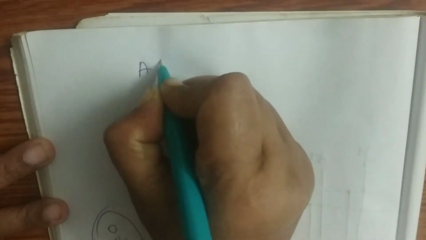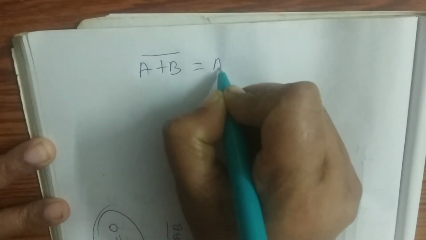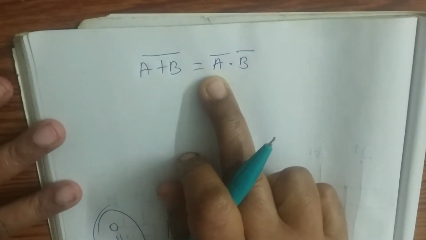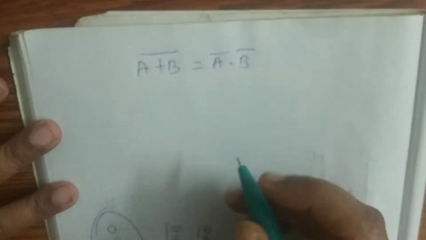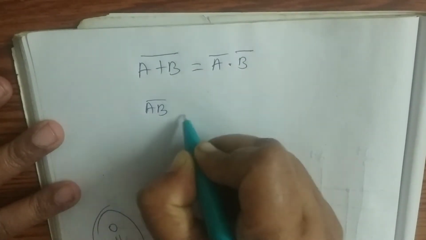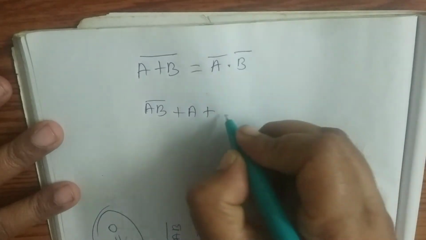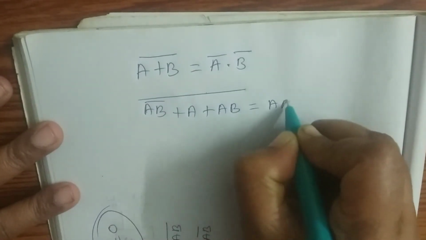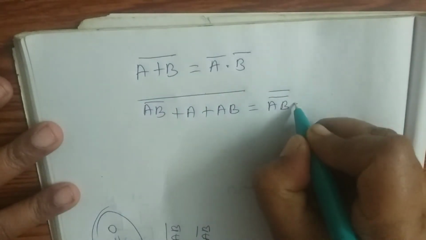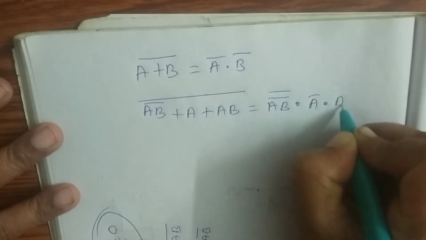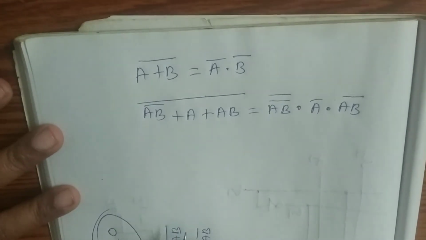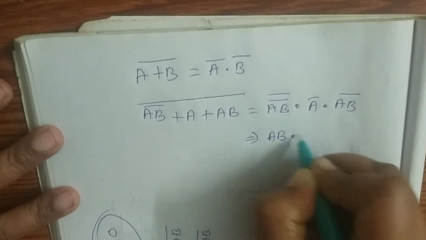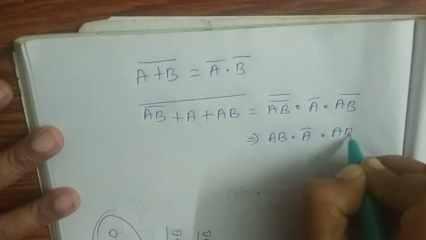We know that (A plus B) the whole bar equals A bar dot B bar. So in this way we have to expand the given expression. What is the given expression? (AB bar plus A plus AB) the whole bar. So we have to expand this expression: (AB bar) the whole bar dot A bar dot AB bar, isn't it? So double bar is available. So it's nothing but AB dot A bar dot AB bar.